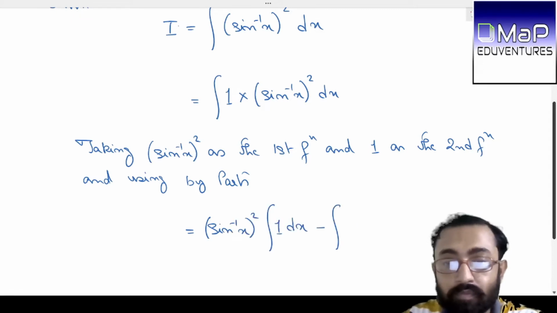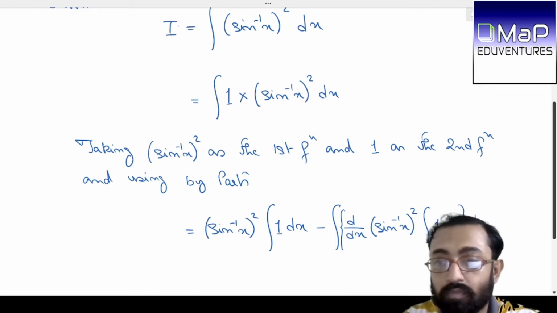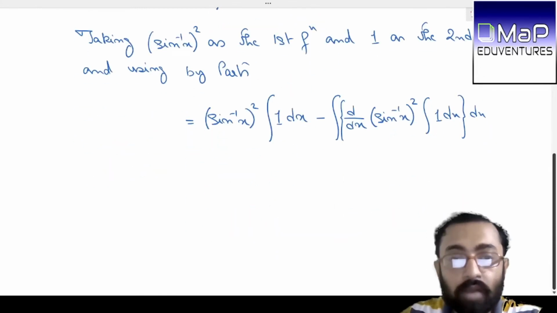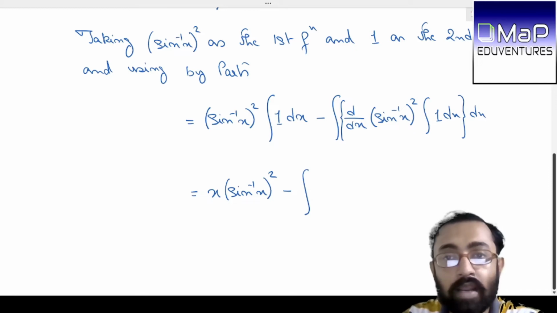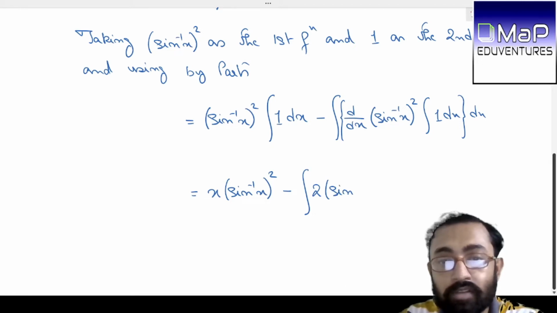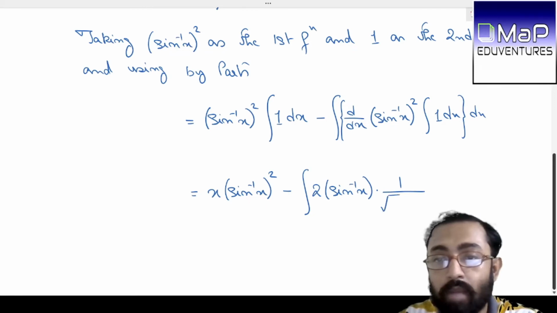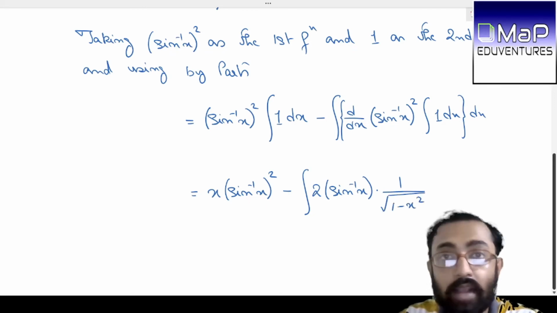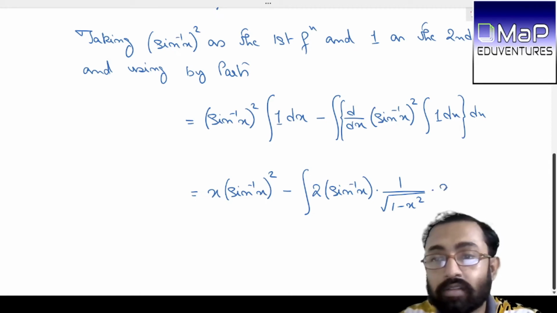All right, so we have written the by parts formula. Now let us see. Integration of 1 dx, that is x, so x into sin inverse x whole square. That is the result of the first part. For the second part, minus integration. Now d/dx of sin inverse x whole square, 2 times sin inverse x, you will get, and we have to apply the chain rule. d/dx of sin inverse x is 1 by under root 1 minus x square, into integration of dx, that is x, and dx.